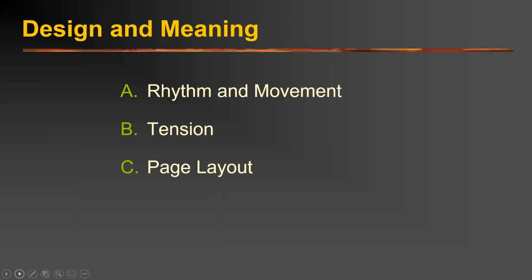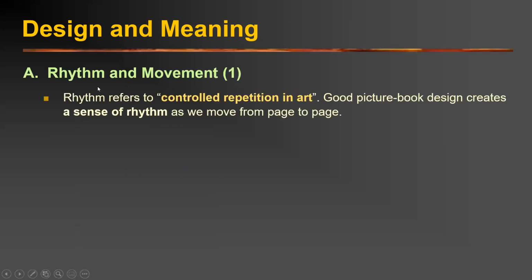Next, so we'll have another element of analyzing or creating picture storybooks. We have the design and meaning. So natapos na tayo sa storytelling elements and then artistic elements. Now we'll proceed with the design and meaning. So we'll have rhythm and movement, tension, and page layout. Let's start with rhythm and movement.